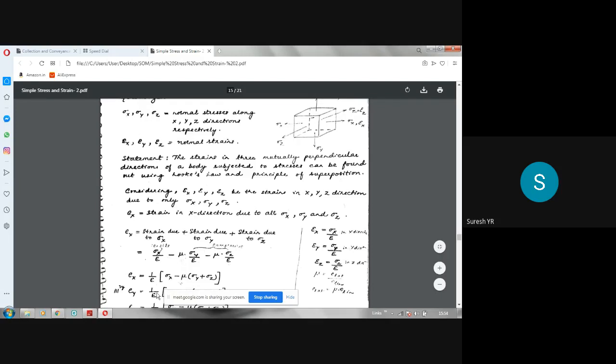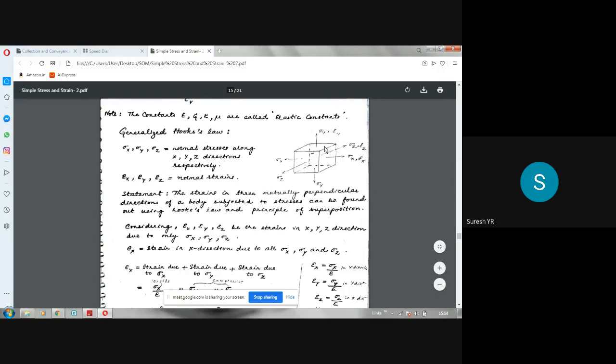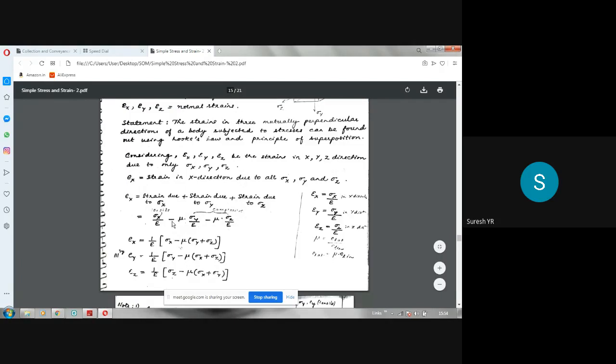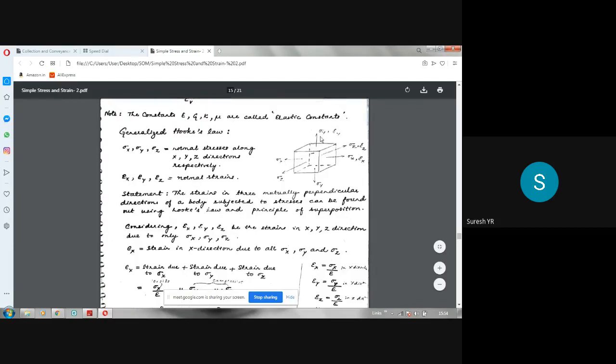Why is it minus? What happens when tensile stress is there in this direction? In x direction, it becomes compressive, because if it elongates in this direction, it should contract in this direction. Contraction means I have to take strain negative. So that is why minus has come. So in sigma x direction, it is positive. In y direction and z direction, it will be negative, because I have taken tensile as positive. So all the three, sigma x, sigma y, sigma z, I have taken as tensile for explanation.